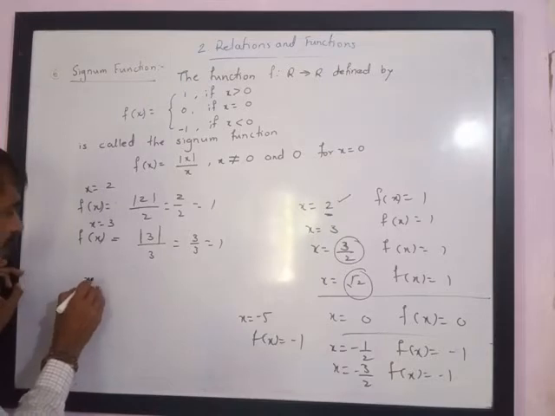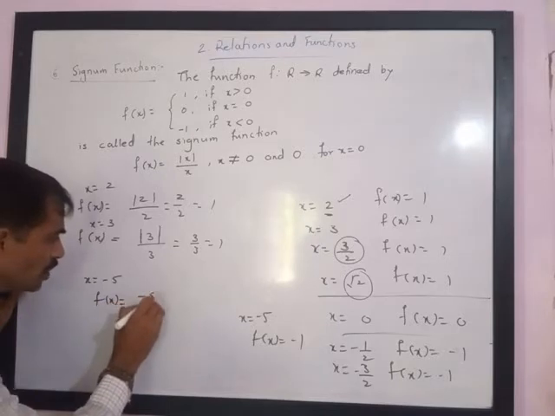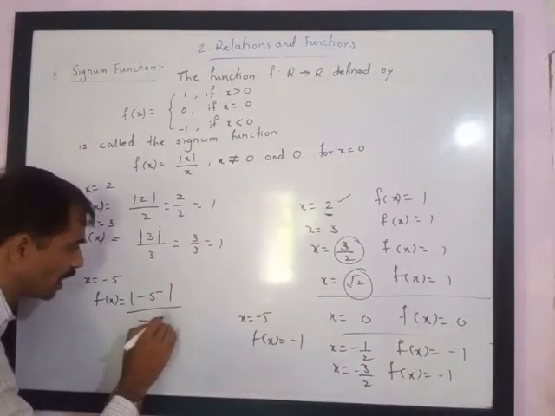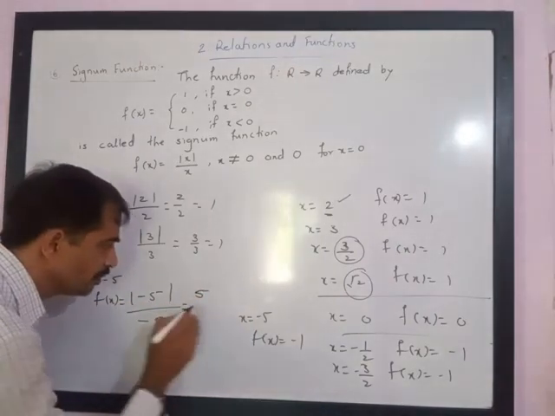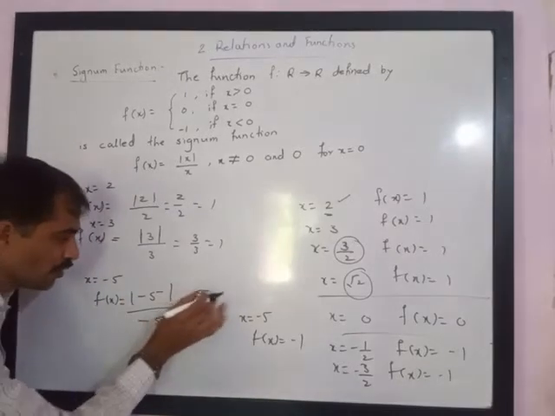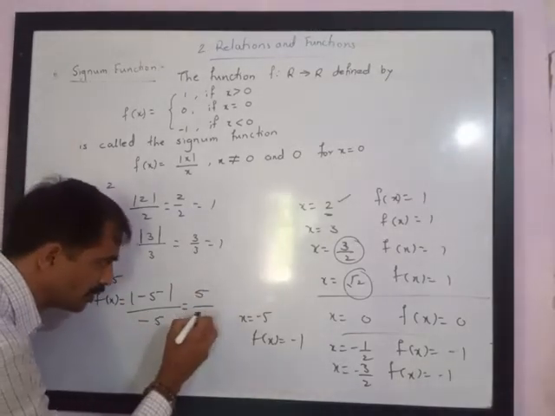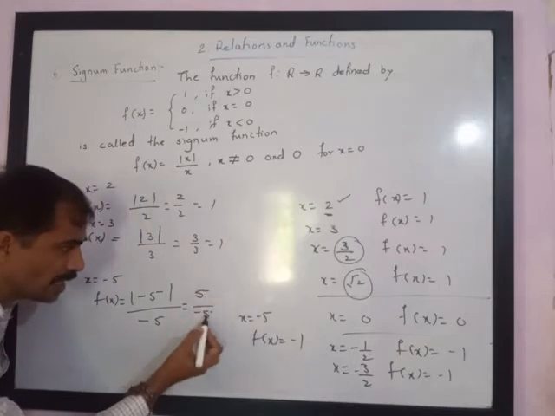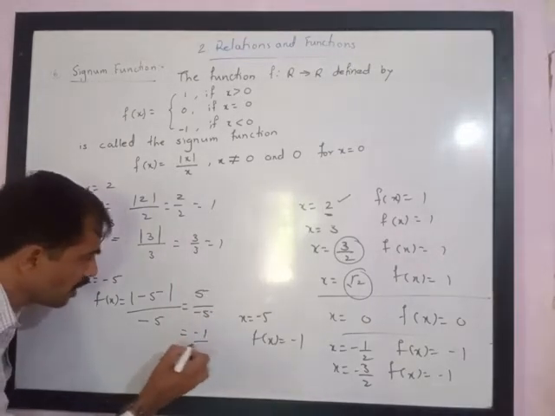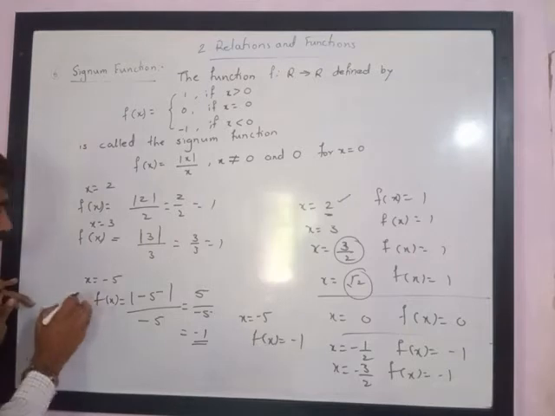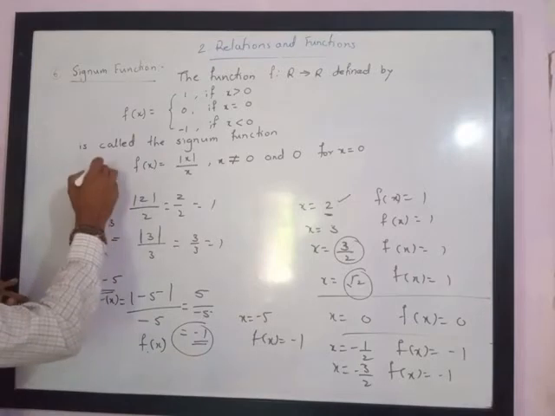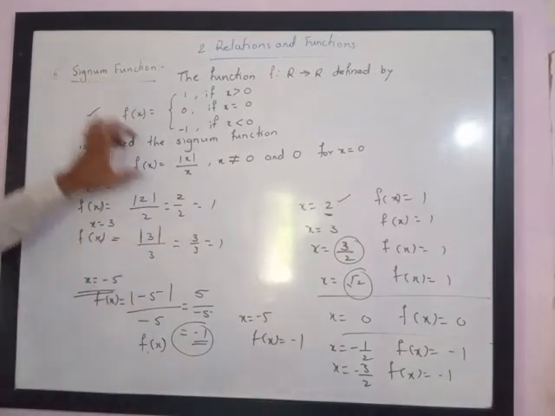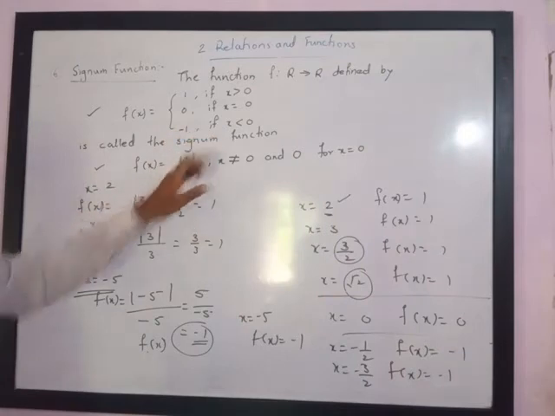Now see, if x is equal to minus 5, we will get f of x is equal to mod of minus 5 upon minus 5. Now we know that mod of minus 5 is positive 5, the absolute value of negative 5 is 5, and the denominator is negative 5 as it is. So this 5 cancels with 5, you will get minus 1. Please try to understand this. If x has a negative value, we get f of x is equal to minus 1. So whether you write in this way or in this way, it means one and the same. This function is called the signum function.